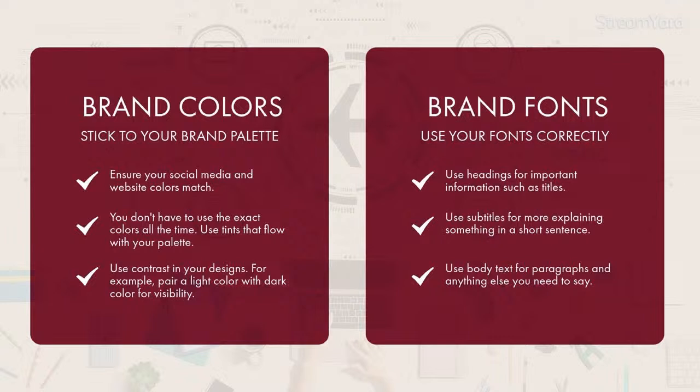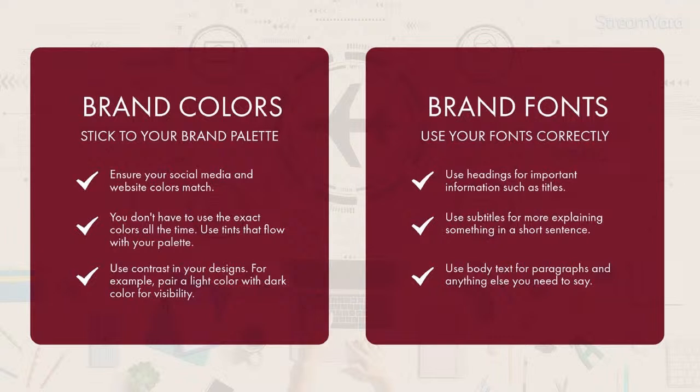So, say for example, if you have a light background, you would probably use a dark color on the light background. If you have a dark background, you would use a light color, because you want it to be visible, whatever you're trying to communicate. So use contrast in your presentations. Okay, so let's take a look at fonts now.